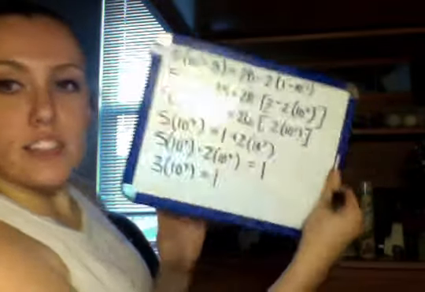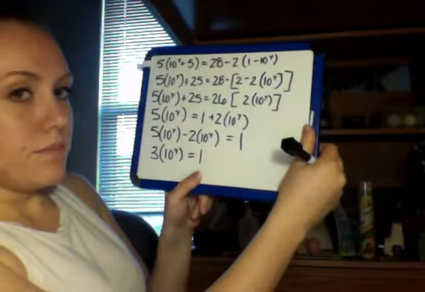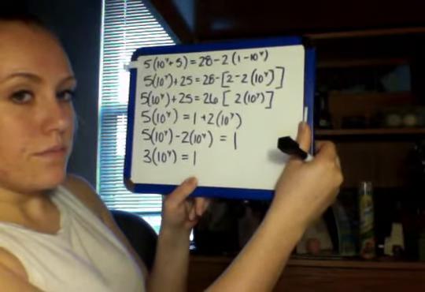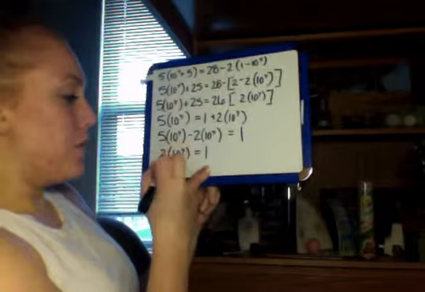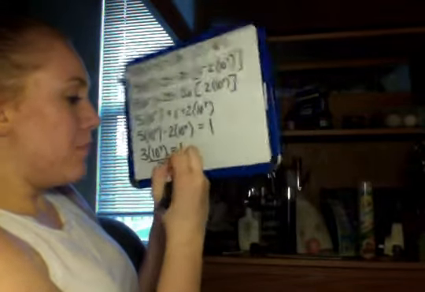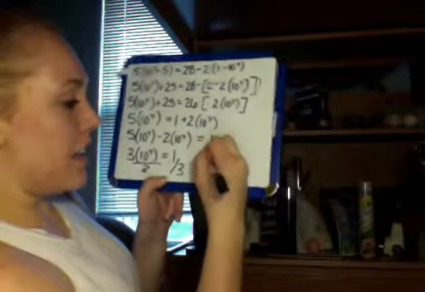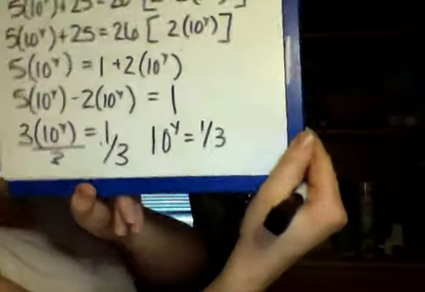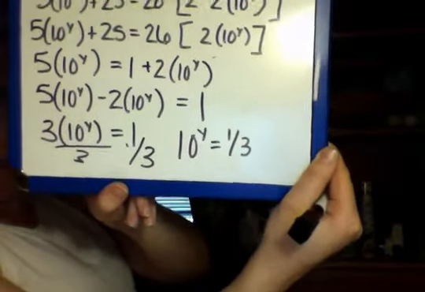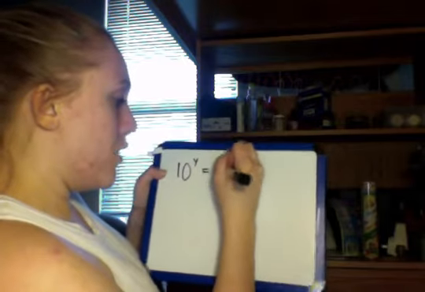And then when we get here, we're almost going to get there to take it from exponential form to logarithmic. We're going to divide each side by 3, making it 10 to the y equals 1/3. So there's our exponential form. 10 to the y equals 1/3. Alright, let me just erase real quick. Alright, so we have 10 to the y equals 1/3.